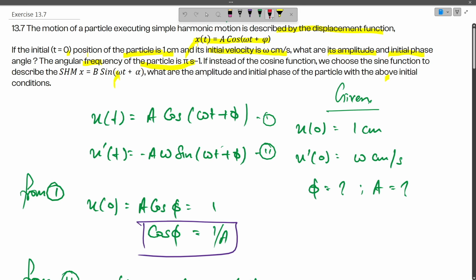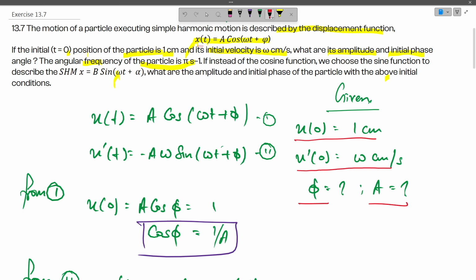So we know that as the data has been given, the initial position is 1 centimeter and the initial velocity, that is the differentiation of this position x dash t, is omega centimeter per second, and we have to find out phi and A in this equation so that the SHM equation can be completed.